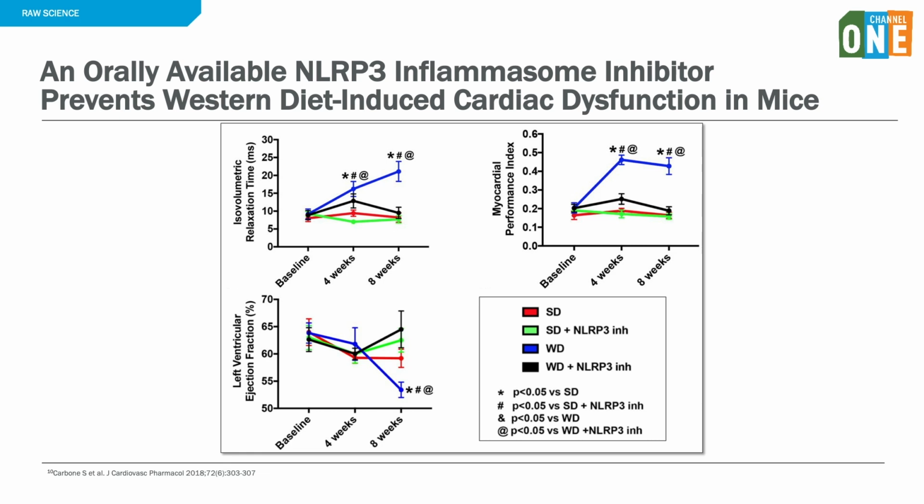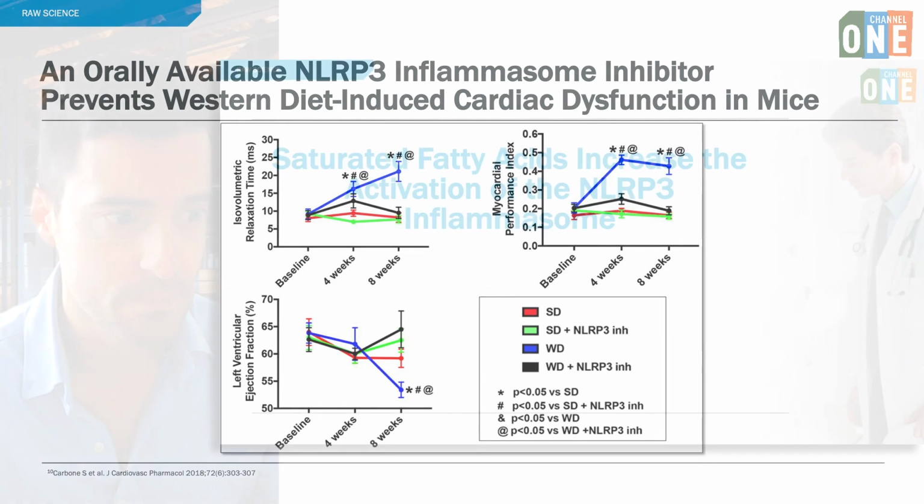An example here at the bottom, you can see a reduction in left ventricular ejection fraction, a measure of systolic function in the mouse. And when we feed the same mice the same diet, but add this NLRP3 inflammasome inhibitor to the diet, you can see that their cardiac function is preserved. Again, confirming that the detrimental effects of saturated fatty acids are heavily mediated by the NLRP3 inflammasome.